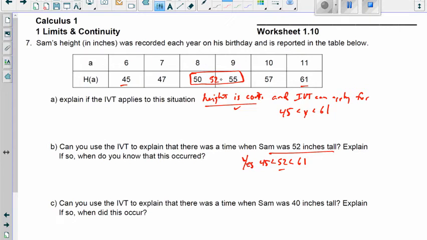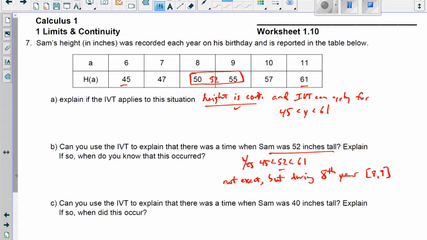Kid grew 5 inches in 1 year. He's growing all the time. But 52 somewhere between his 8th birthday and 9th birthday. So we don't know exactly when. So it would be not exact, but during his 8th year, when he was 8 years old, somewhere in there, he was 52 inches tall. Okay, so the idea is somewhere in the 8 to 9 interval is when that was. Sometime when he was 8 years old.